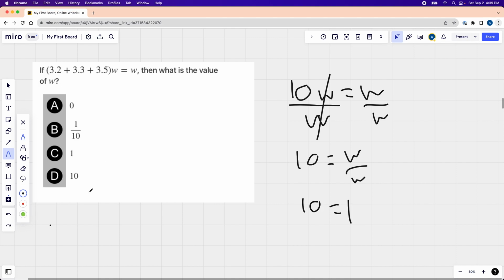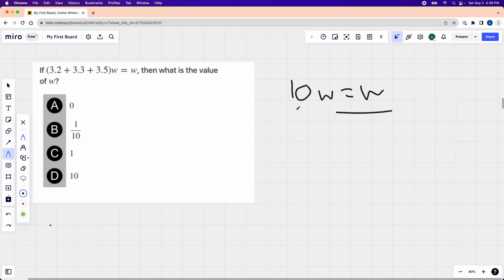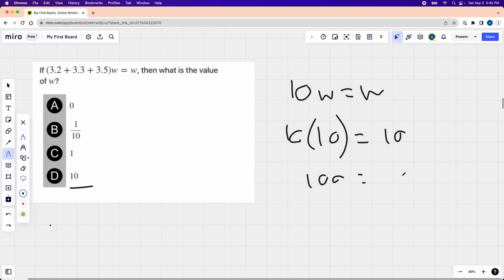So really what we could do is just start plugging the answers in. We earlier had this equation here, so let's take one of these answers, plug it in, and see if any of them make sense. If I substitute 10 in for w, this would say 10 times 10 equals 10. Well, 10 times 10 is 100. Does that equal 10? No, that doesn't equal 10.